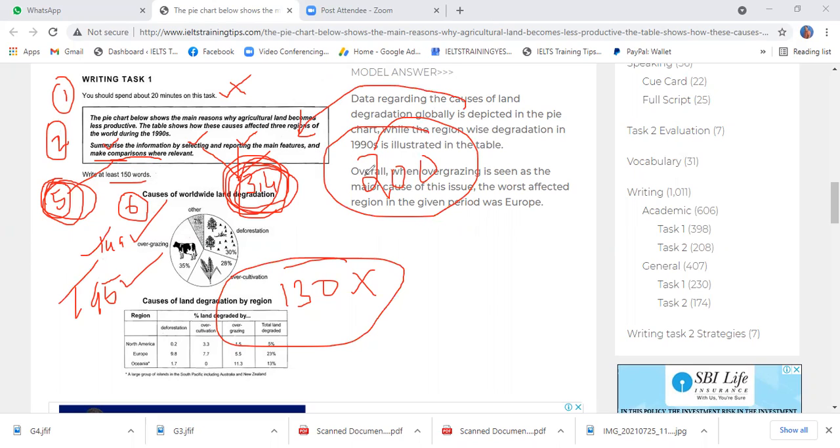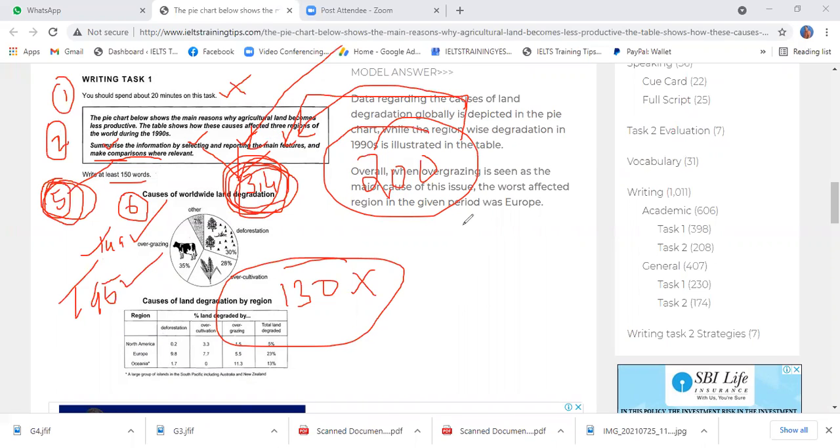So if your word count is moving beyond 200, automatically you have not summarized the data, you have not selected and reported the main features, and you have not made the comparison. That is the visible proof before the examiner. If your word count is over 200, then you have not done these particular requirements.